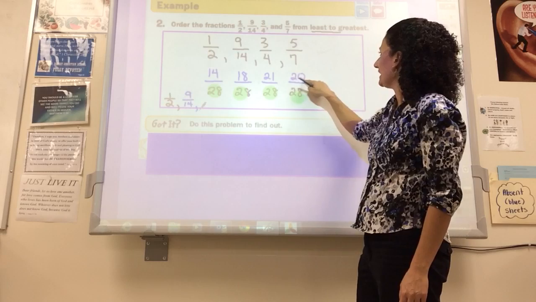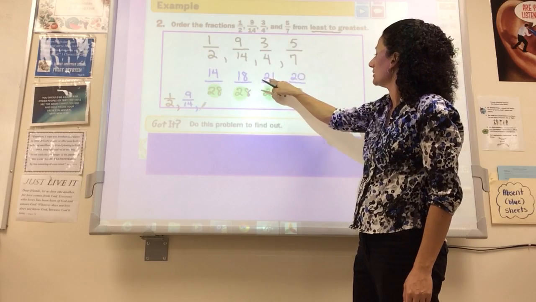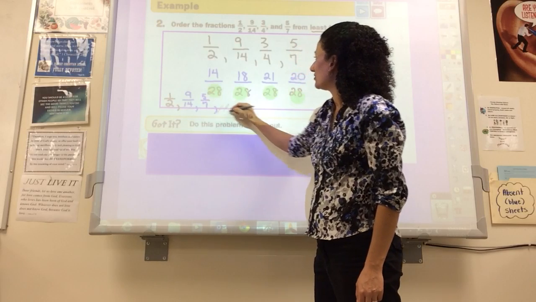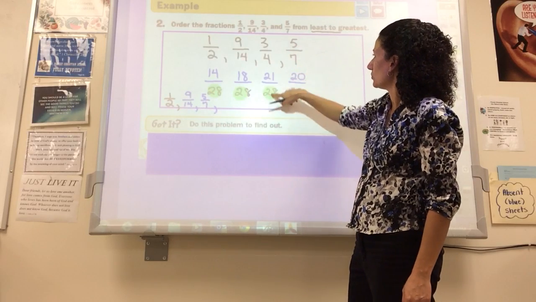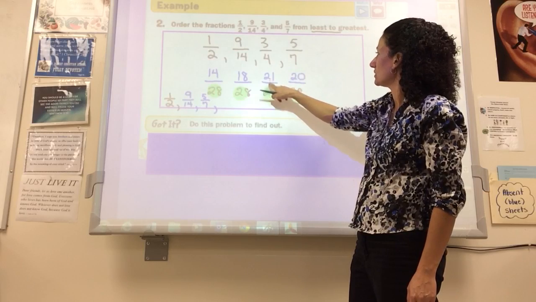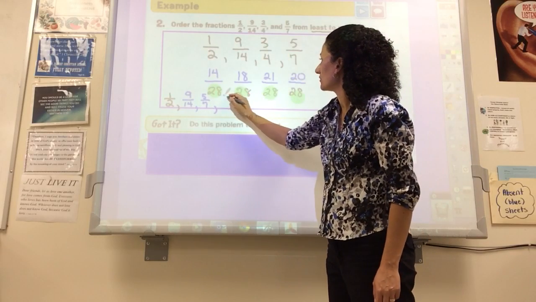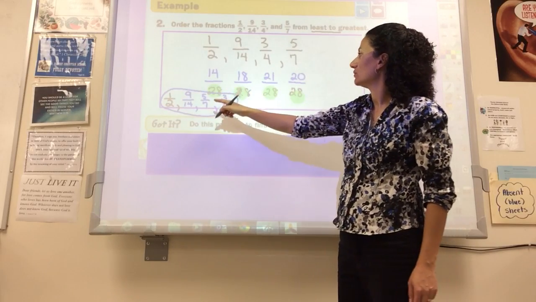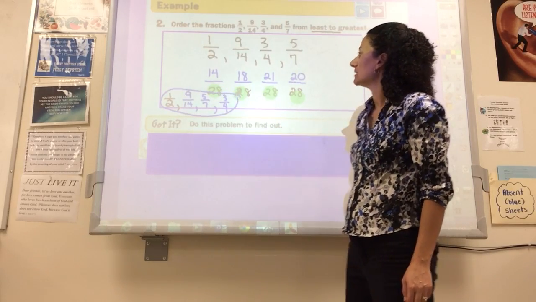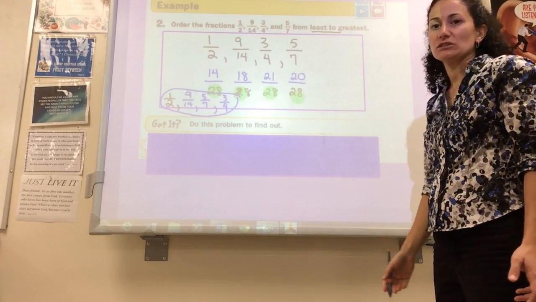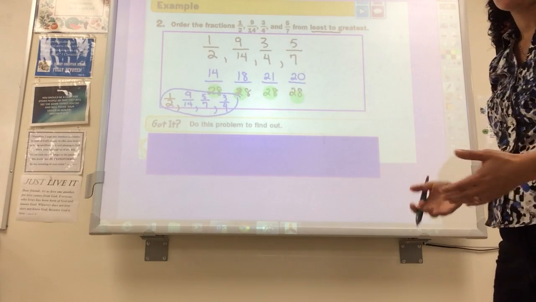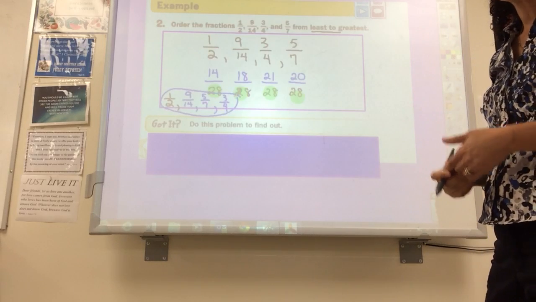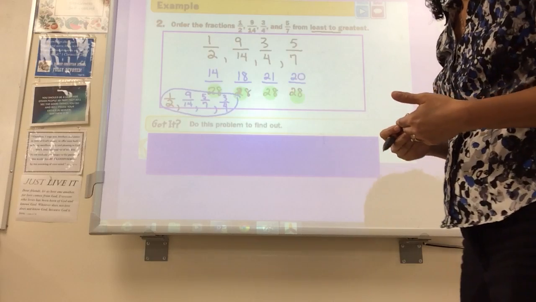Then it looks like 20 comes next. That's smaller than 21. So I'm going to write 5/7. And then my greatest fraction here is actually this one. See, 21 is the biggest, 21/28. And that's 3/4. So my final answer is 1/2, 9/14, 5/7, and 3/4. I was able to order these fractions by finding a common denominator, then writing equivalent fractions, then simply comparing the numerators.